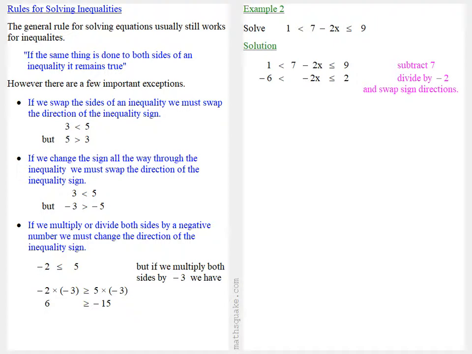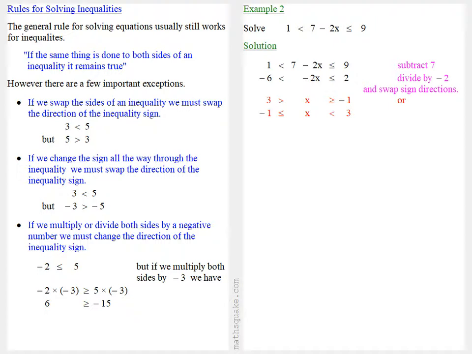So -6 divided by -2 gives you 3. We have to change the direction of the inequality because we're dividing by a negative number. So it's greater than. When we divide -2x by -2, we're just left with x. Again, we have to change the direction of the inequality. And when we divide 2 by -2, we get -1. So our answer is 3 is greater than x, which is greater than or equal to -1. Or we can write that, swapping it all round, -1 is less than or equal to x, which is less than 3.